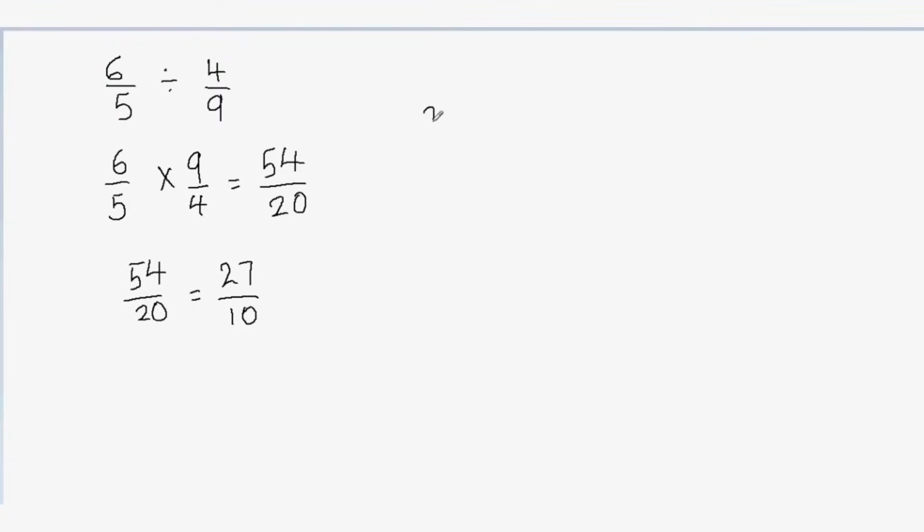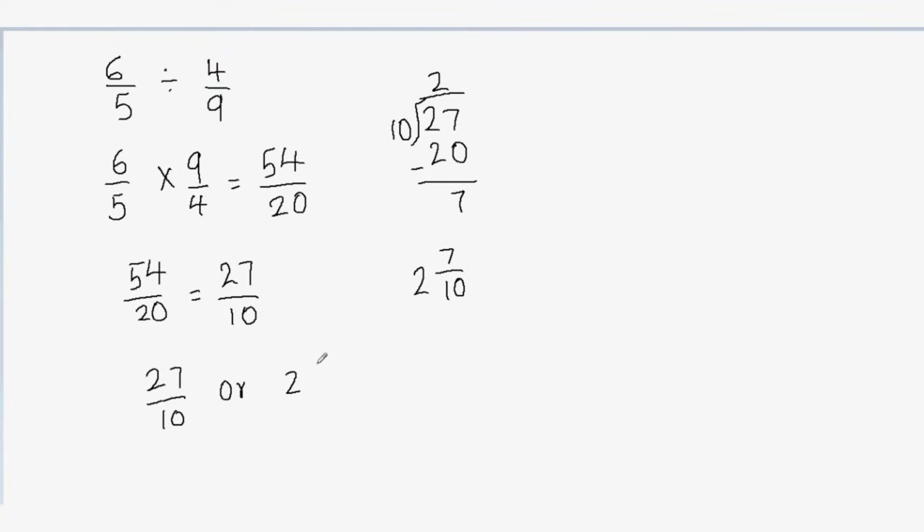When I have to convert this into a mixed fraction, I can just divide 27 by 10. Well, how many times will 10 go into 27? 10 times 2 will give me 20, and then we just go ahead and subtract it. So 7 minus 0 is going to give me 7. So what I got here is 2 as my quotient. So I'm going to write 2 first, and then 7 is my remainder, which goes on top, and then 10 is my divisor, which goes here. So I can say that my answer is either 27 over 10 or 2 7/10. Both the answers are correct.